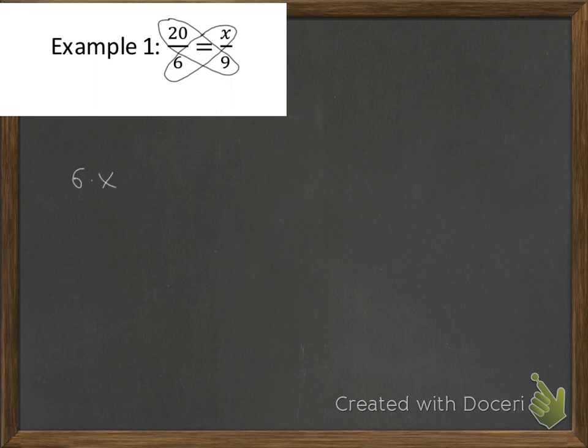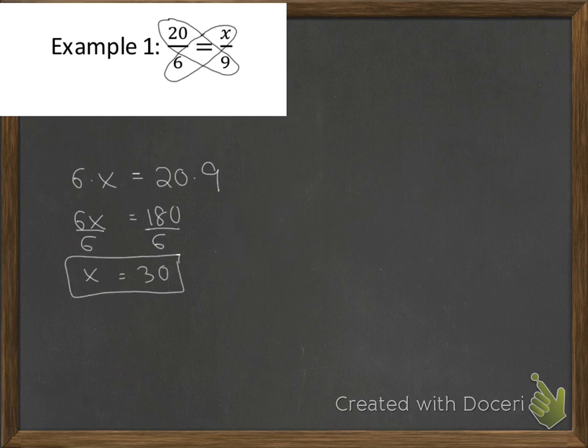6 times x equals 20 times 9. So we have 6x equals 180. We can then solve this just like any other linear equation by dividing both sides by 6, and we get x is equal to 30. So again, remember the important steps of solving a proportion are to cross multiply and then use your previous knowledge of solving equations to solve for the variable.